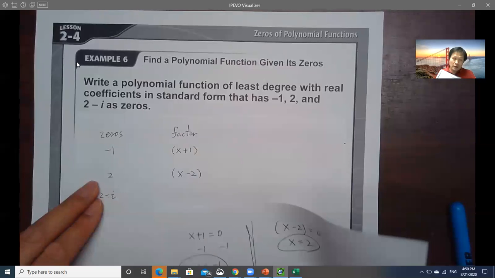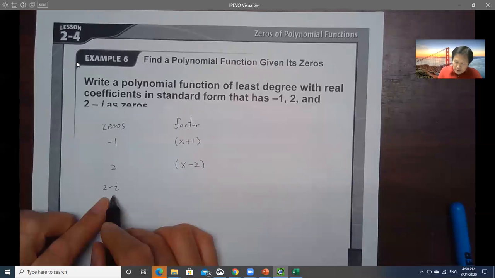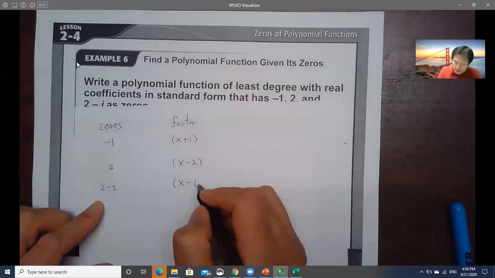Now, this one is not so simple. Applying the same logic, you want x minus this whole thing, so you need a parenthesis: x minus (2 minus i).